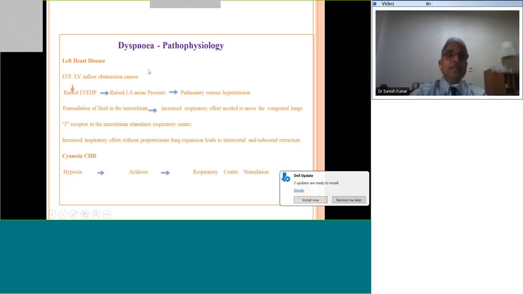So left ventricular failure causes a rise in the LVEDP, or an LV inflow obstruction causes a rise in the LA mean pressure. This is reflected as pulmonary venous hypertension. The result is transudation of fluid in the interstitium. Once there is fluid in the interstitium, there is an increased respiratory effort that is needed to move the congested lungs. And you know the J receptors in the pulmonary interstitium. Stimulating the J receptors drives the respiratory center to work faster.